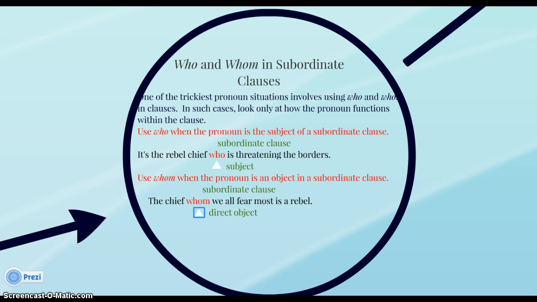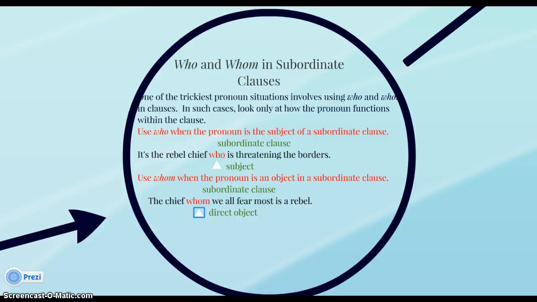Now, when you're talking about who or whom in subordinate clauses, this is a very tricky situation. One of the trickiest, in fact. In these cases, look only at how the pronoun functions within the clause. Try not to focus on the whole sentence because that can be really confusing. You're going to use who when the pronoun is the subject of a subordinate clause. In this example right here, it's the rebel chief who is threatening the borders. And we have our subordinate clause, who is threatening the borders. Now, in that subordinate clause, who is the subject? So if the pronoun is the subject, we know that who is the right word.